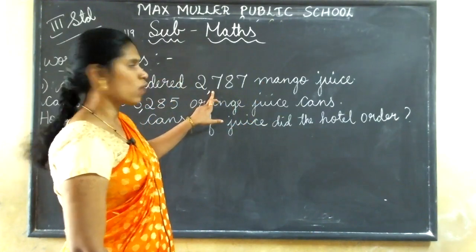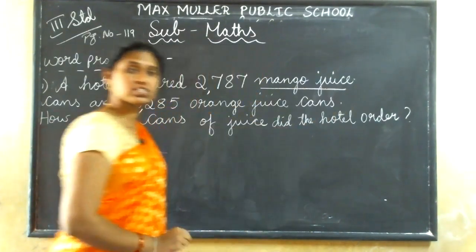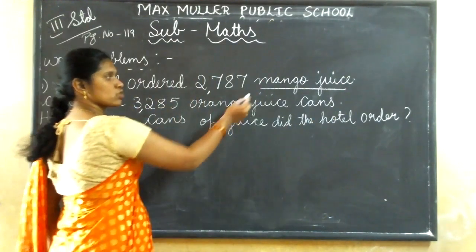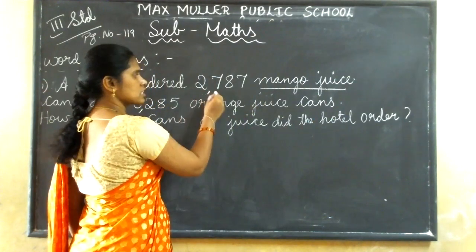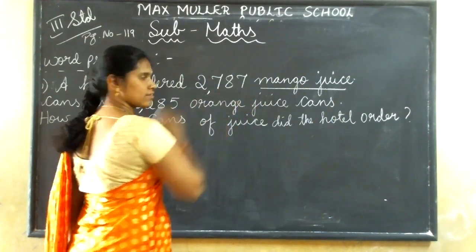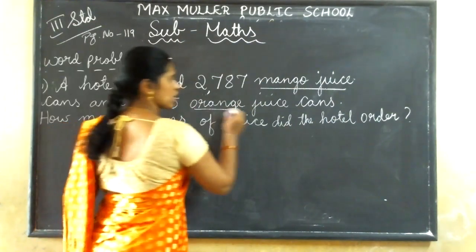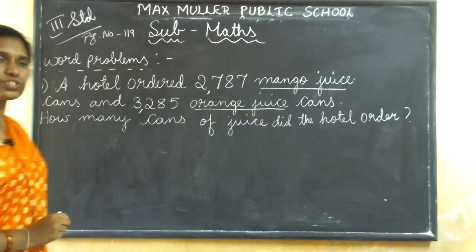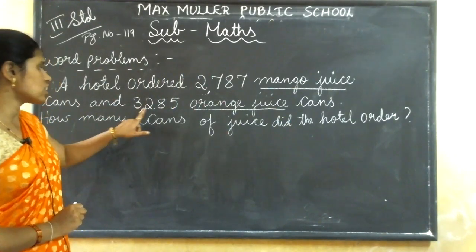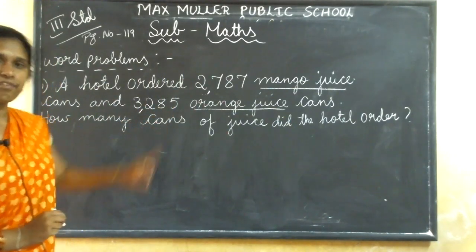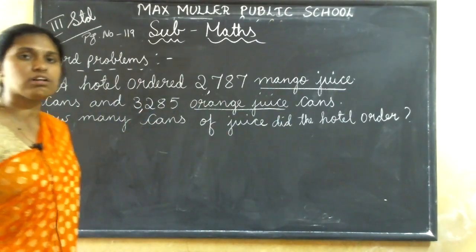Total, first one, what they have ordered? Mango juice. How much they have ordered? 2,787. Another one, what they have ordered? Orange juice. How many they have ordered? See here, 3,285. To find that one, what you are going to do? You are going to add.